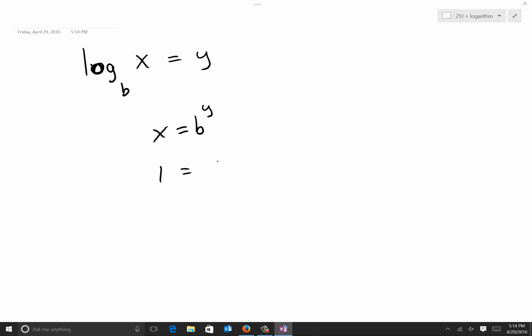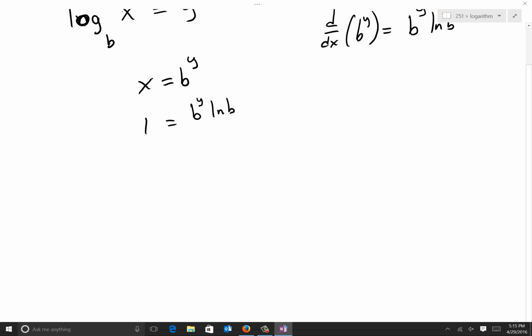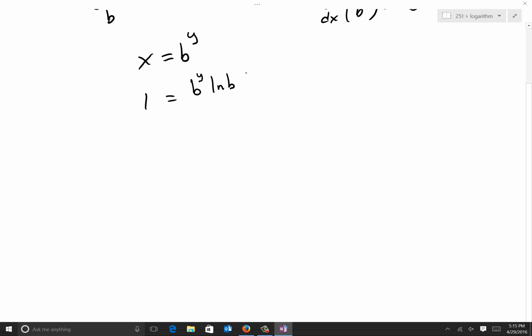That's weird. Well, it turns out that the derivative of b to the y is equal to b to the y times the ln of b. Well, that's cool. And so if a person wanted to solve for dy dx, they'd divide over here and they get 1 over the ln of b times, I'm going to write it like this, 1 over b to the y is equal to dy dx.